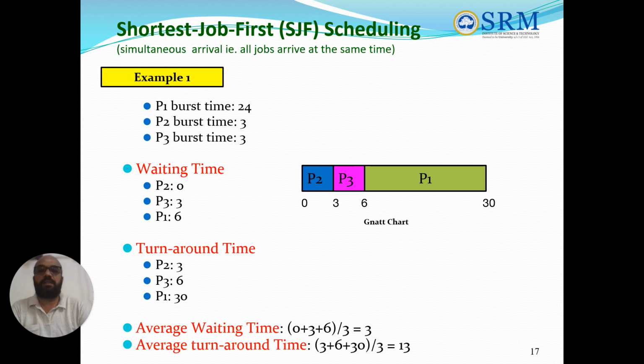When you find the average waiting time, it comes to 3. When compared with the FCFS, which is 17, it is far smaller. For average turnaround time, it is 3 plus 6 plus 30, averaged to 13, which again is comparatively far better than FCFS. In this case, the short execution time processes will be executed fast, and then they will leave the system. They need not wait for the lengthy burst time process.